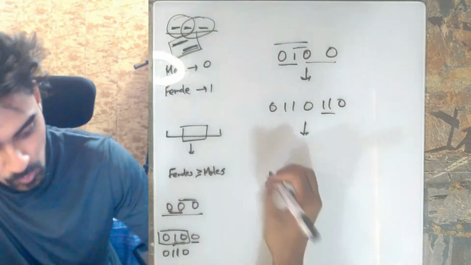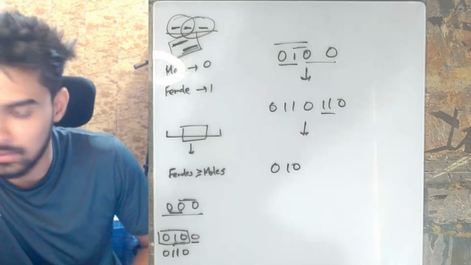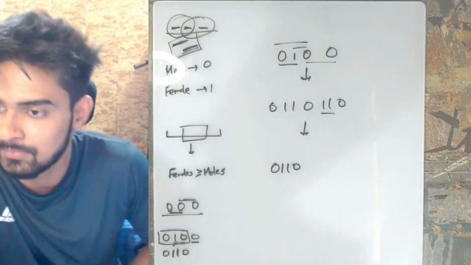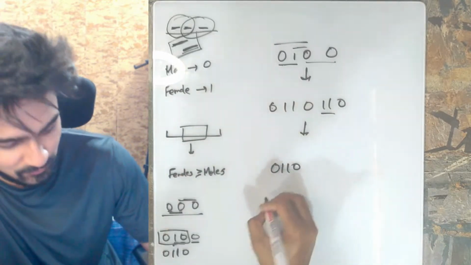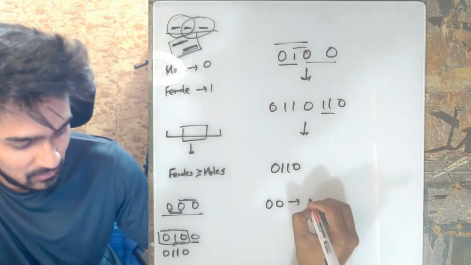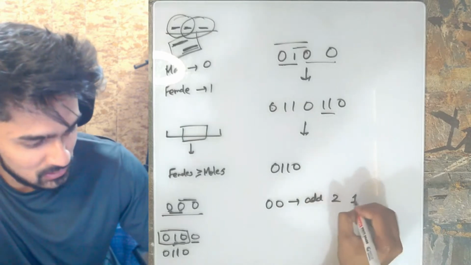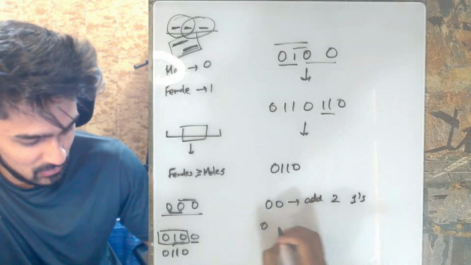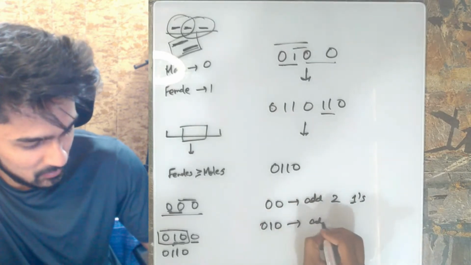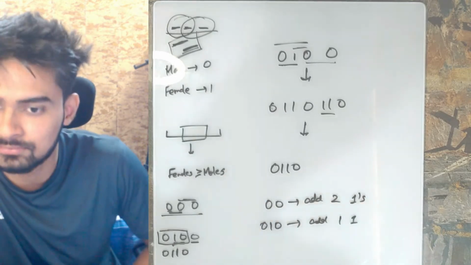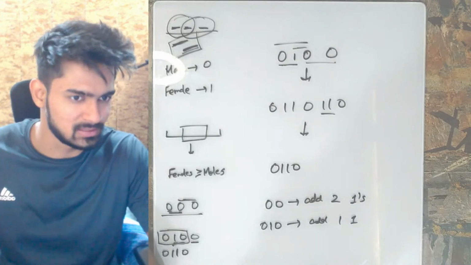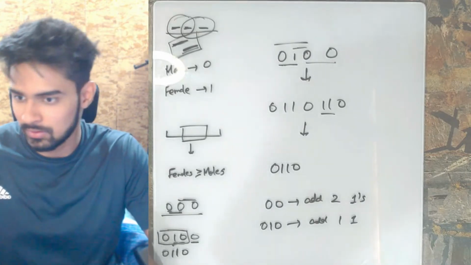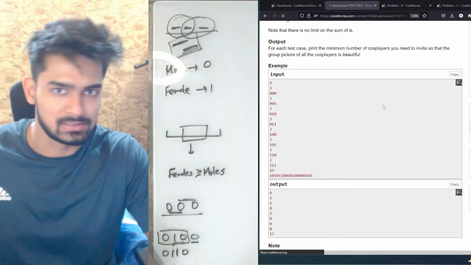What if the string was 0, 1, 0 already? Then we just had to insert one more one. So that is the complete idea. If you have two consecutive zeros, then add two ones. If you have 0, 1, 0, then add one 1. And that's it. So basically, I'll just quickly show my code. Pretty easy problem.